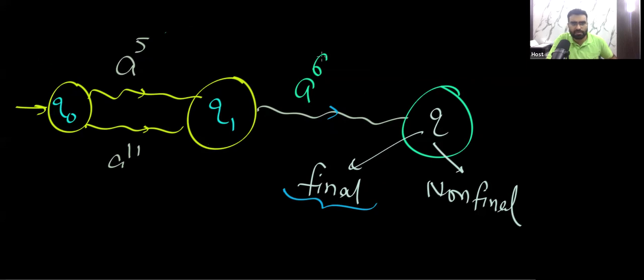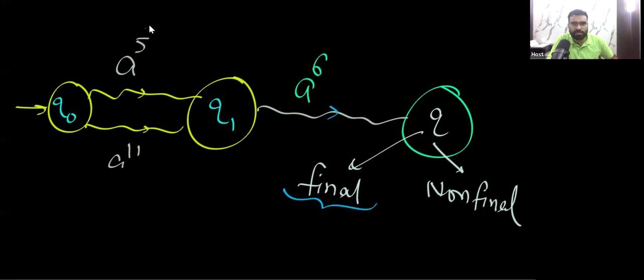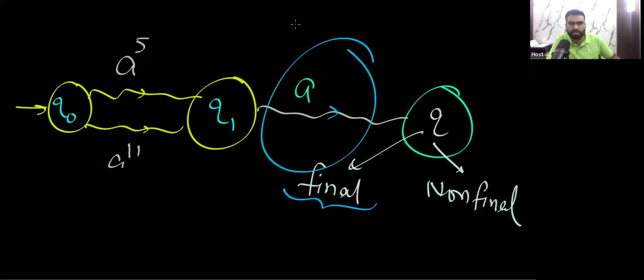Sorry, not a power 6. No, a power 6, no. Actually, if I make it final, then there is no problem, right? Yes or no? If I make it final, then there is no problem. No problem. Okay, so for these two, give me something. A power 7, no. Give me some extension such that a problem will happen.